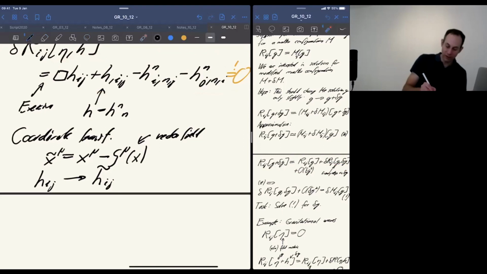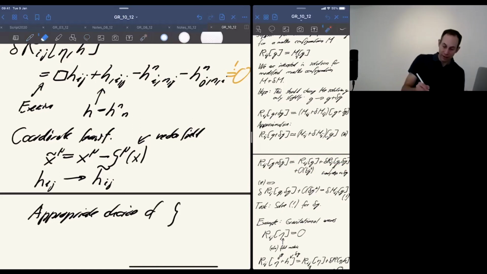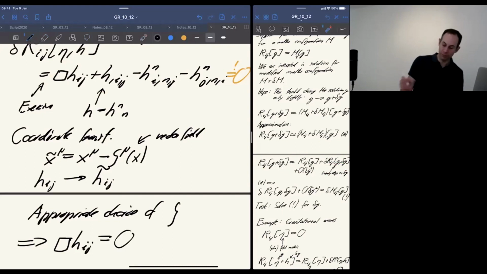So in the new coordinates, an appropriate choice of this transformation, a choice of psi, of this vector field, allows us to rewrite the expression above in a way which is extremely simple, namely it's just the D'Alembert operator of each component separately is equal to 0. That's now in the new coordinates.